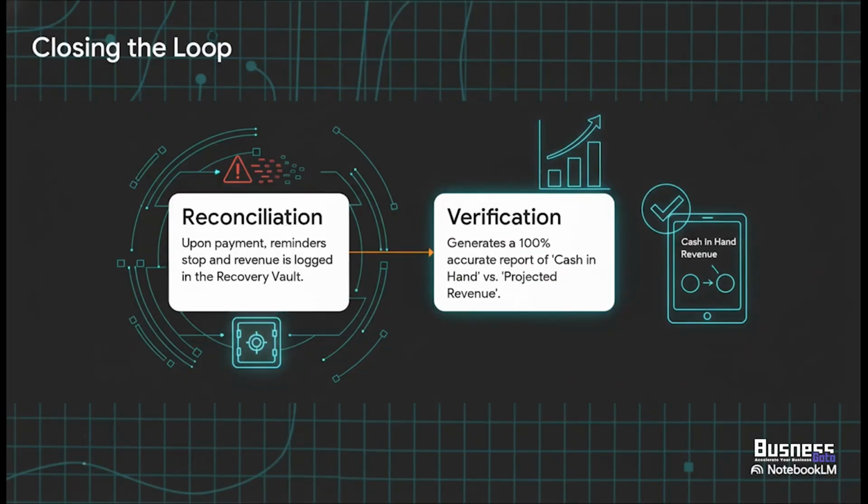Let's watch how this loop closes. The second the payment is detected, the system starts reconciliation. That red alert on the grid, it turns to a cool, calm teal. All the reminders stop. The money is logged. But it doesn't stop there. It then moves to verification, generating a 100% accurate report that shows you the reality of cash in hand versus what was just projected revenue. It eliminates all the guesswork.